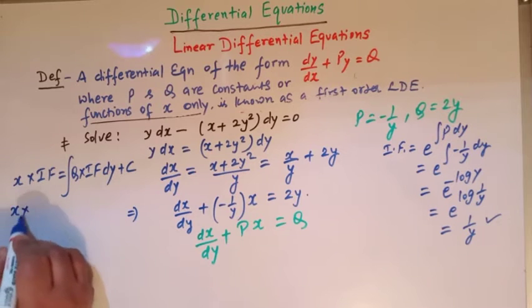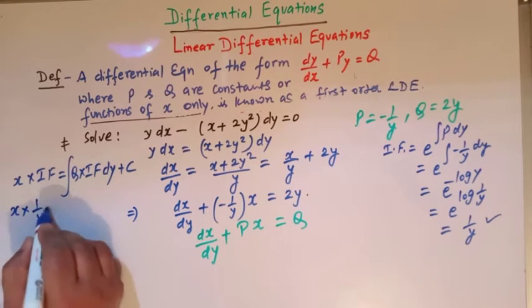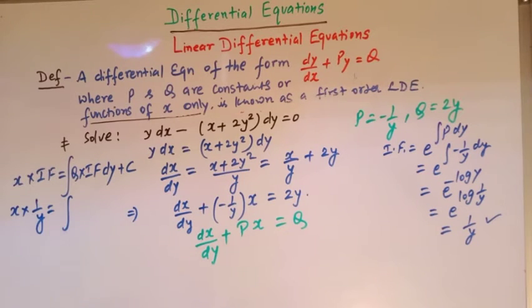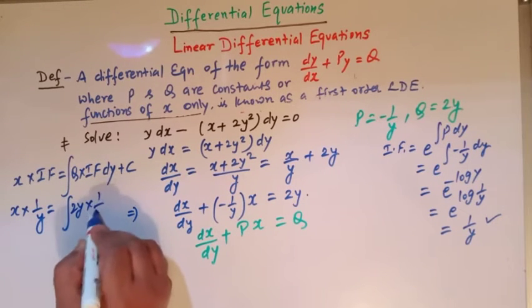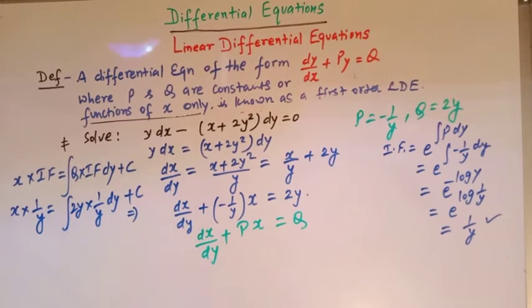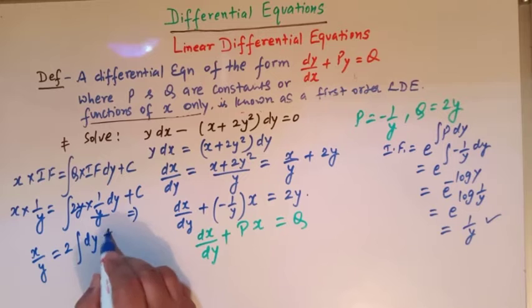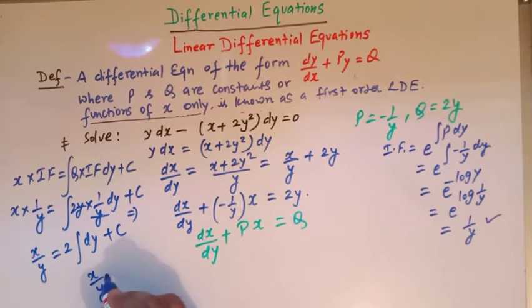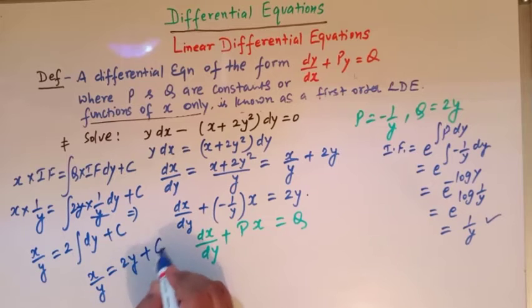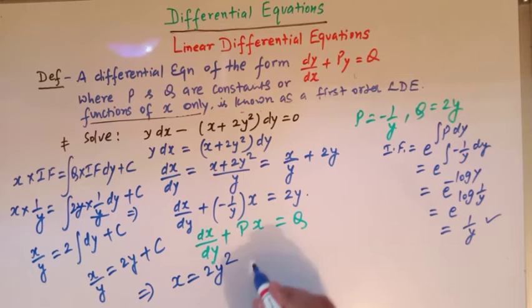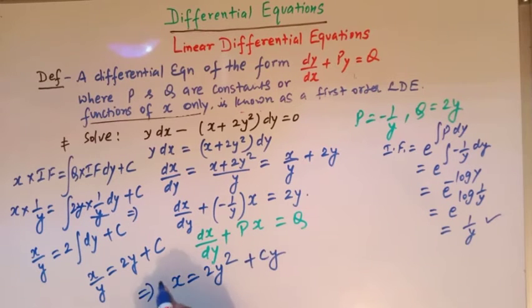Now substitute these values here. We have x times integrating factor, that is 1 over y. We have q as 2y times 1 over y dy plus c. Clear? Now this is x over y, y gets cancelled. Here we have 2 integral of dy plus c. This can be written as x over y equal to 2y plus c, and this can be written as x equal to 2y square plus cy. Clear? So this is the general solution of this differential equation. Clear?